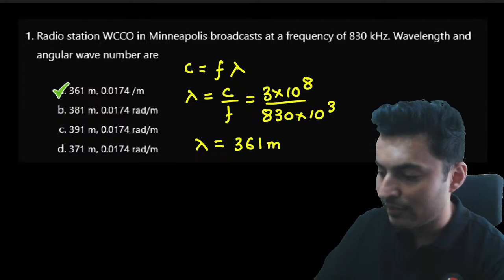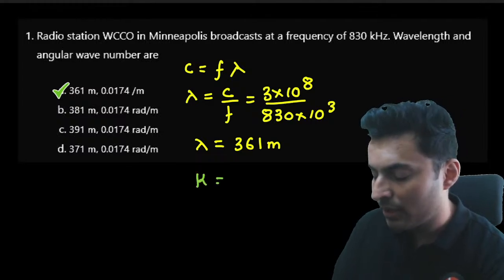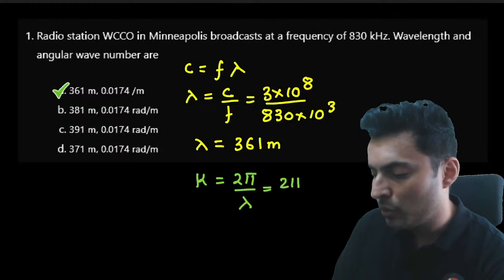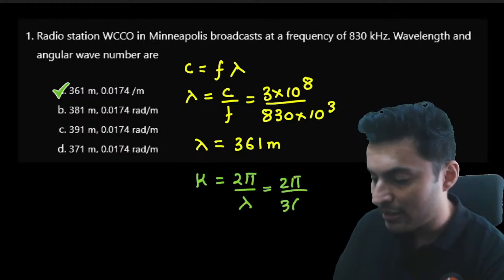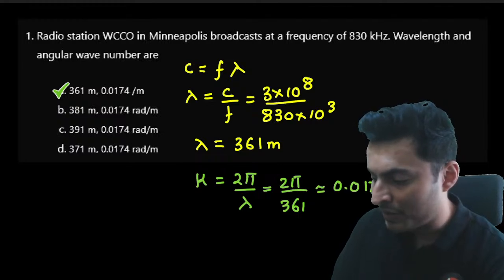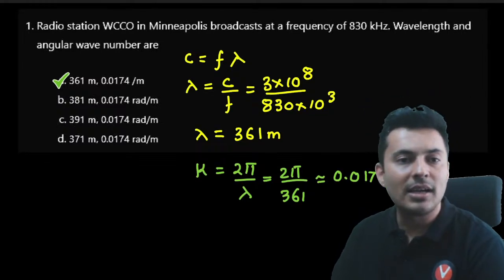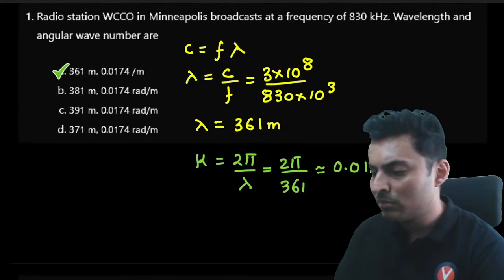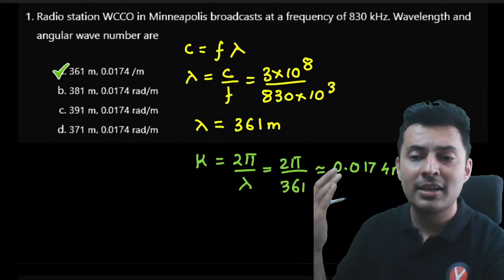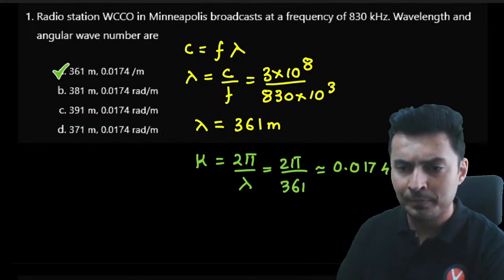Next question is angular wave number. Angular wave number is nothing but 2 pi divided by lambda. So divide 2 pi by 361. You must approximately get this as 0.0174 per meter. So that is how you solve this problem. You should know c is f lambda, standard formula. Angular wave number is 2 pi divided by lambda.